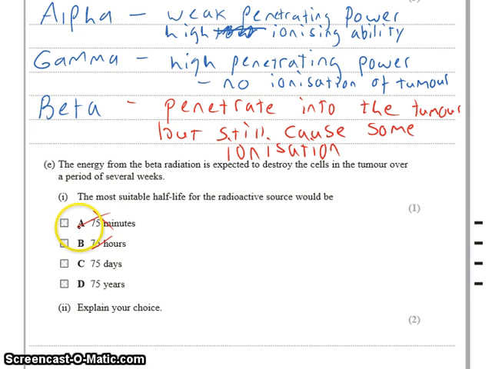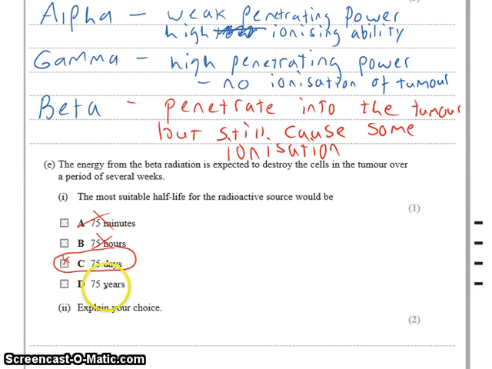The reason being that over time the activity is going to get lower, that is, the number of decays that occur per second, and if you've got half-lives as short as that, then within not that many minutes or not that many hours, you're going to find that the activity is so low that it's not really doing anything useful anymore. So we're going to go for 75 days.